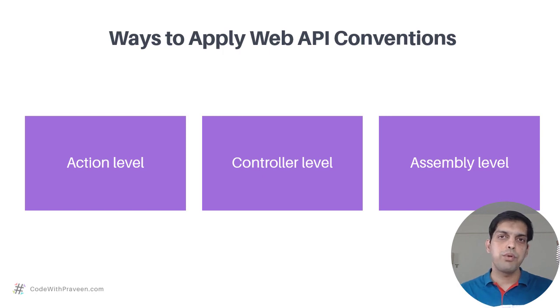Suppose you want to apply it at the controller level, that is also possible. So that is the second approach. You apply these web API conventions at the controller level. In such cases, the convention gets applied for all the action methods within that particular controller. And finally, you have the assembly level, wherein, as the name tells, once you have enabled the convention at the assembly level, it's going to apply it for all the action methods present in all the controller classes within that assembly.